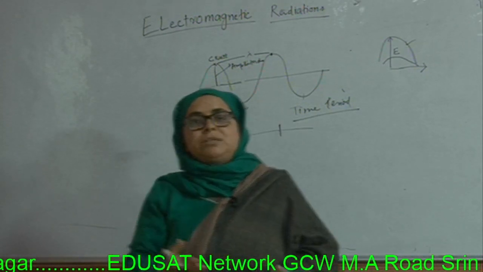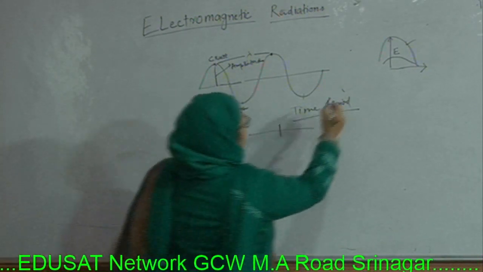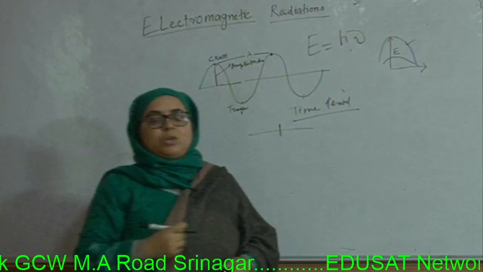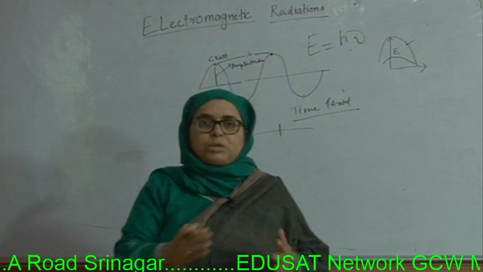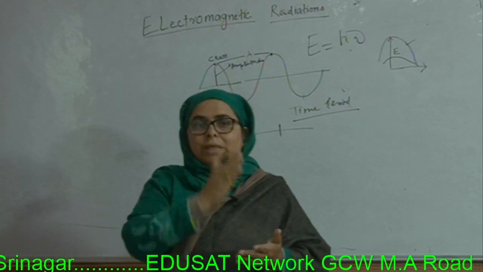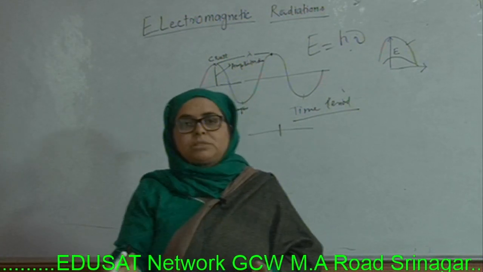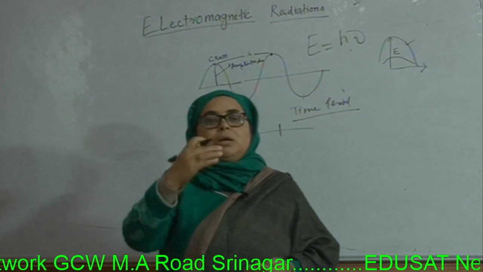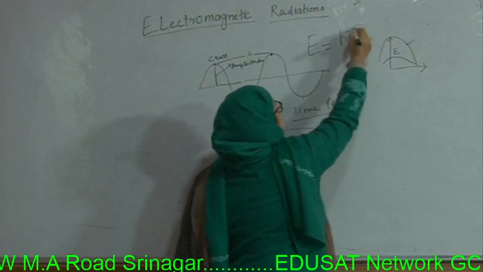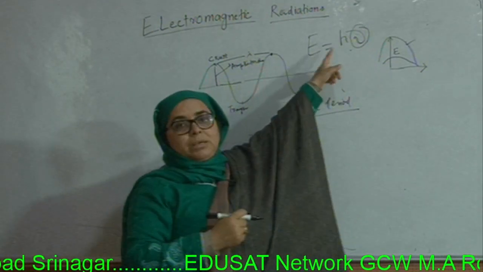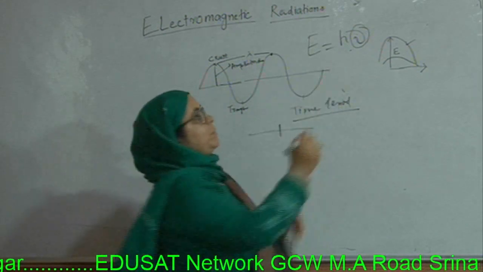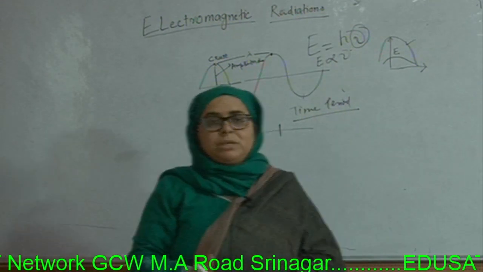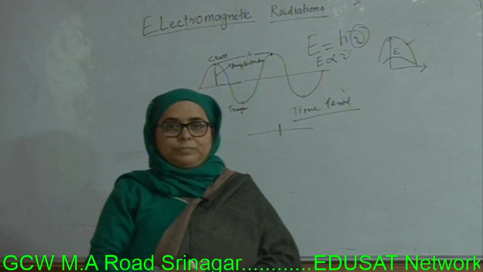And how do we write it? We write it as E is equal to h nu, where E is the energy, h is Planck's constant, and nu is the frequency. This was given by Max Planck. So greater the frequency, we can see h is a constant. So we may even write E is directly proportional to frequency. Higher the frequency, greater is the energy.